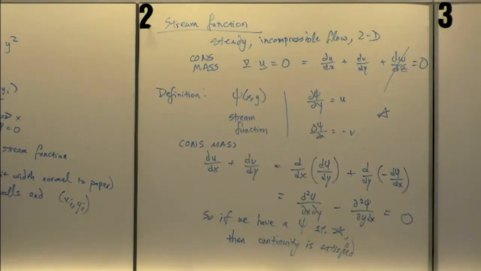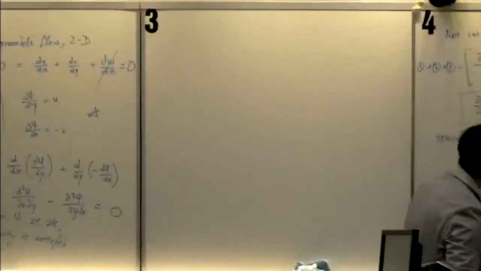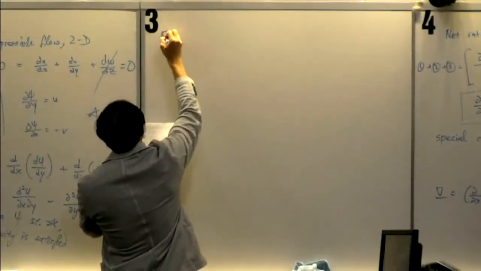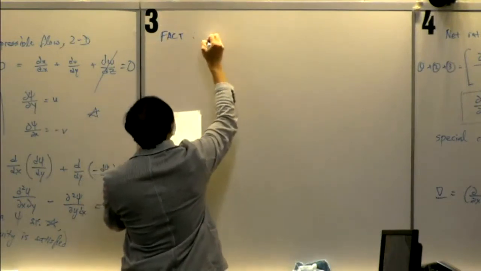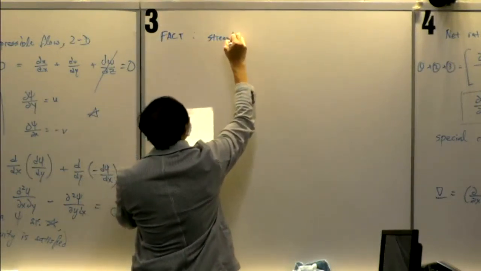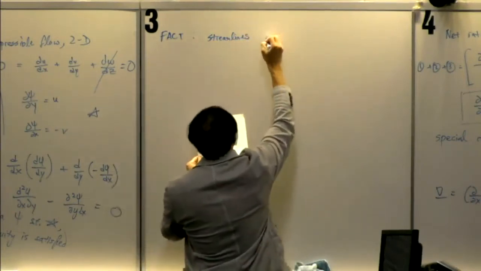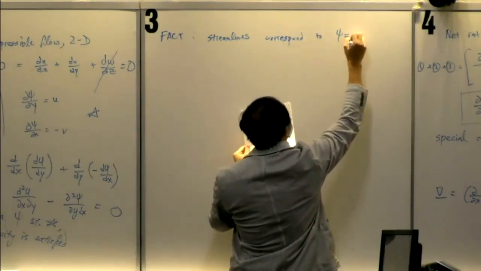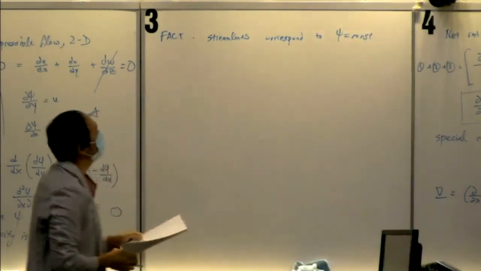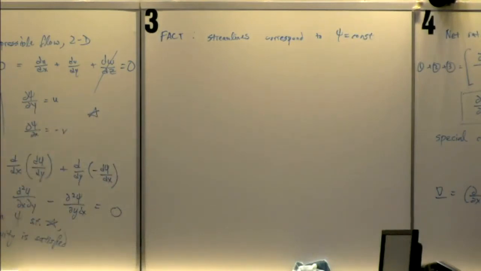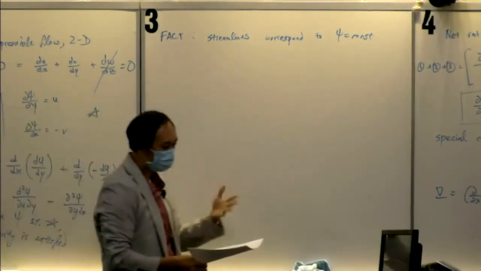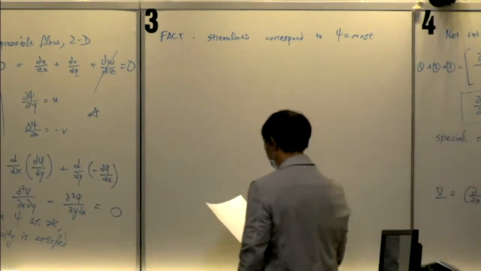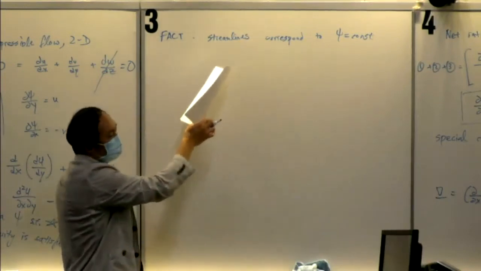So let's see why that is. The way we draw those streamlines, we are given a stream function, and we assume it's equal to 3, 4, 5, some constant. And those will correspond to different lines in the figure. What are called the streamlines, lines that are basically parallel to the flow.